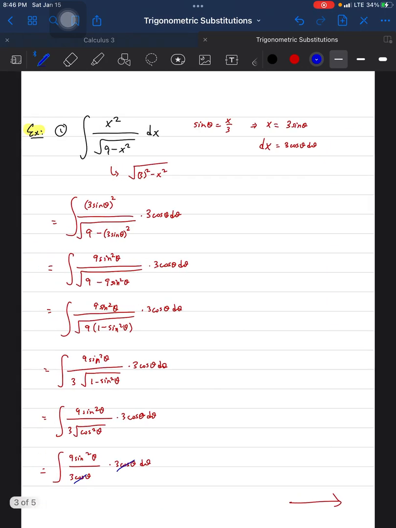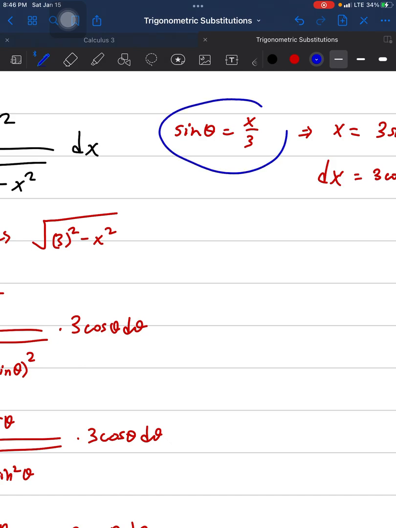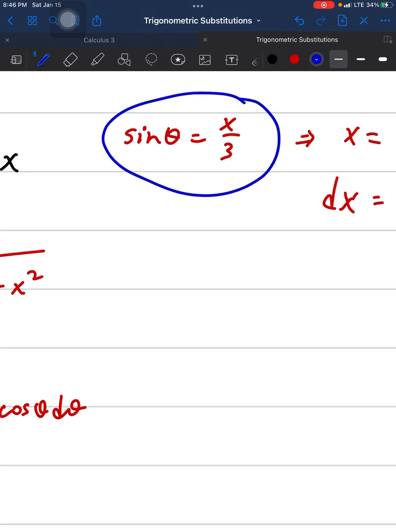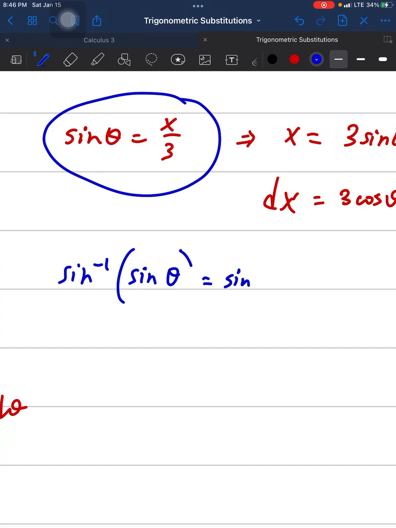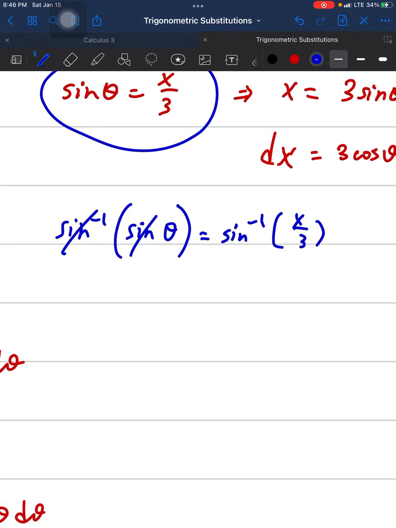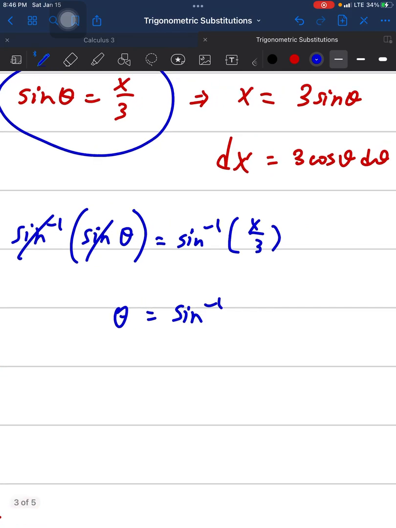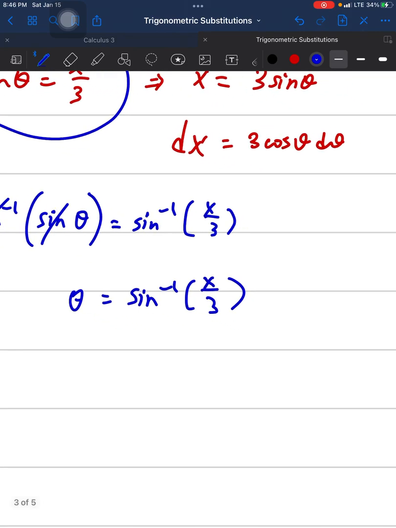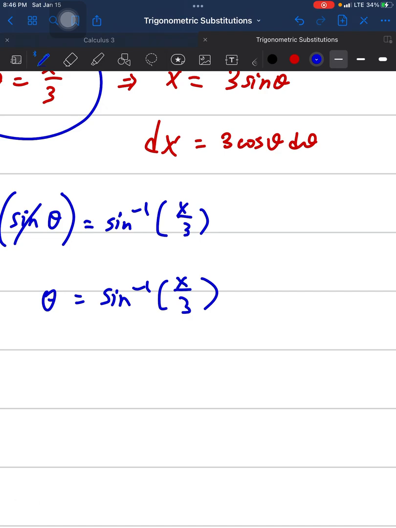In order to do that, we have to determine what theta is, right? So when we look at what we have originally, which was sine theta is equal to x over 3, we see that in order to get theta, we need to take the inverse of sine. We need to find the inverse of sine in order to cancel the sine and solve for theta. So let's do sine inverse of sine theta is equal to sine inverse of x over 3. These cancel and we're left with theta is equal to sine inverse x over 3.